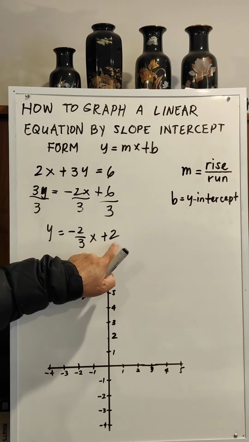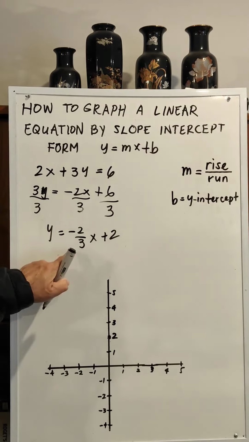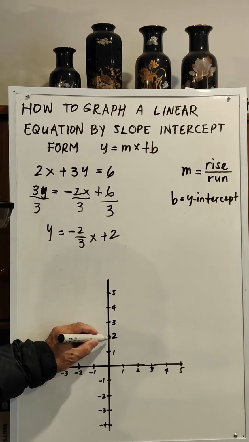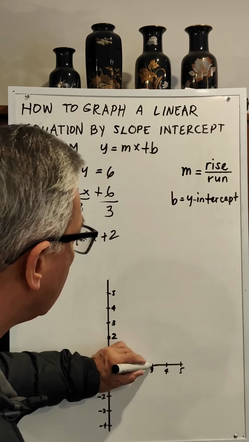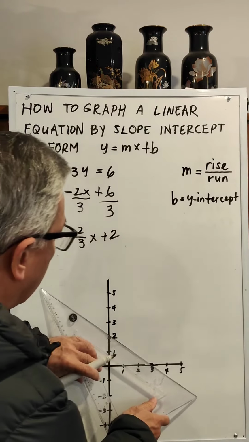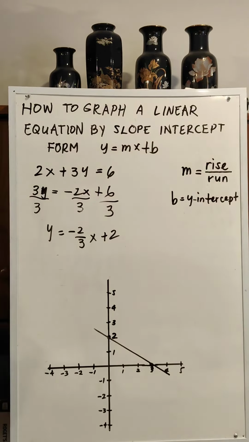Now the y-intercept will be 2. It will be this. And then negative 2/3 is the slope: negative 2, negative 1, and then 3, 1, 2, 3. And then you connect the points. And that is your linear equation by slope-intercept form.